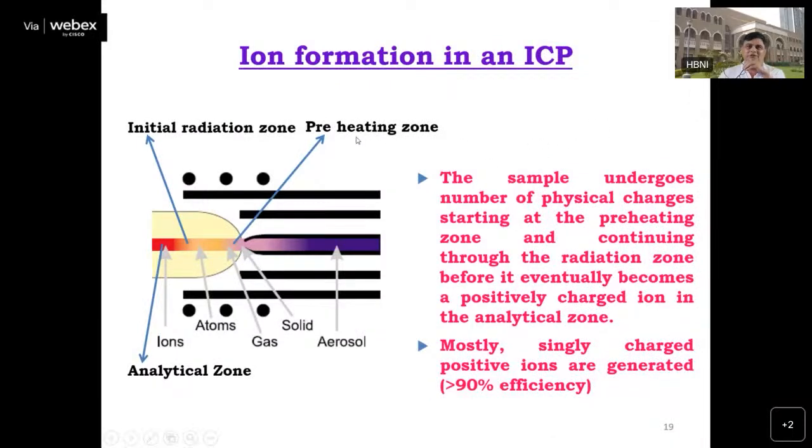So this is the ion formation. The sample undergoes a number of physical changes that start at the preheating zone and then continue through the radiation zone before it eventually forms positively charged ions in the analytical zone. And mostly singly charged positive ions are generated, because all this has been well studied. So the singly positively charged ionization efficiency is more than 90%.